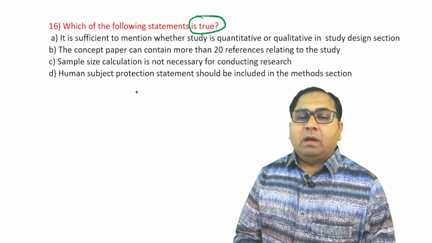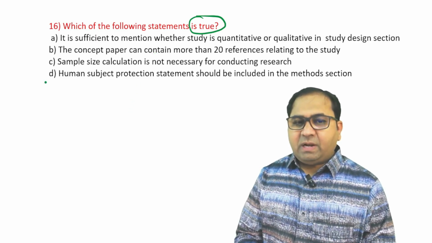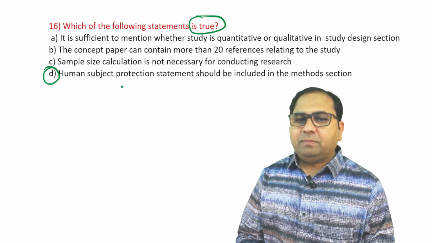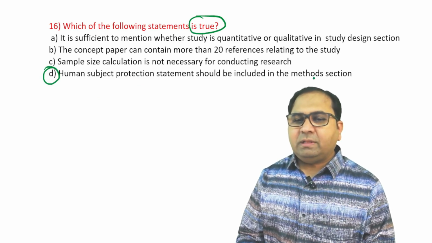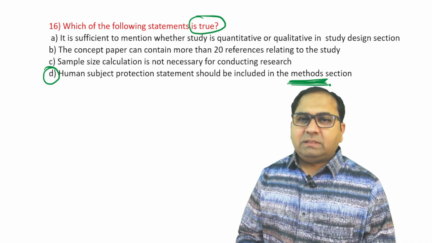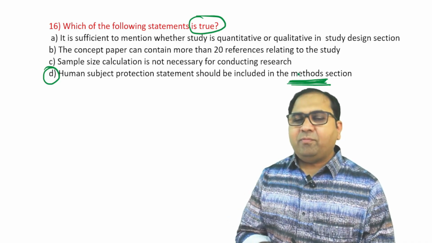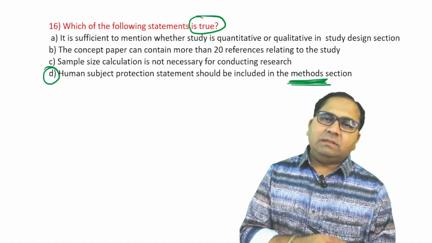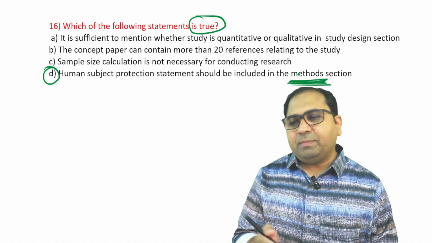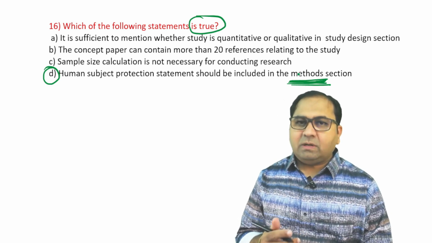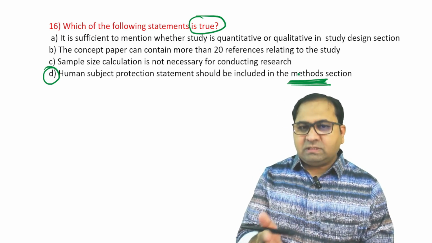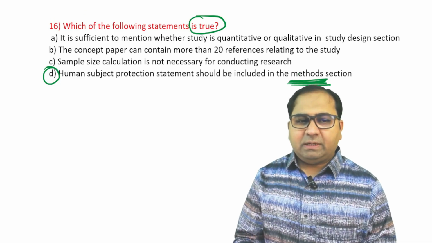See, the answer for this question is straightforward. It is option number D. The human participant protection or human subject protection statement is included in the method section of the manuscript writing. Please go to question number 1. There we have spoken regarding the outlines in the method section. The last step in the outlines of the method section will be human participant protection or human subject protection statement. Okay, so this is the answer for our question.